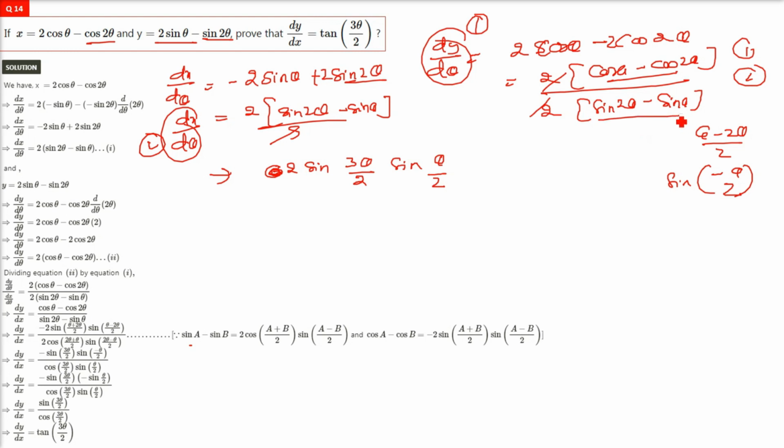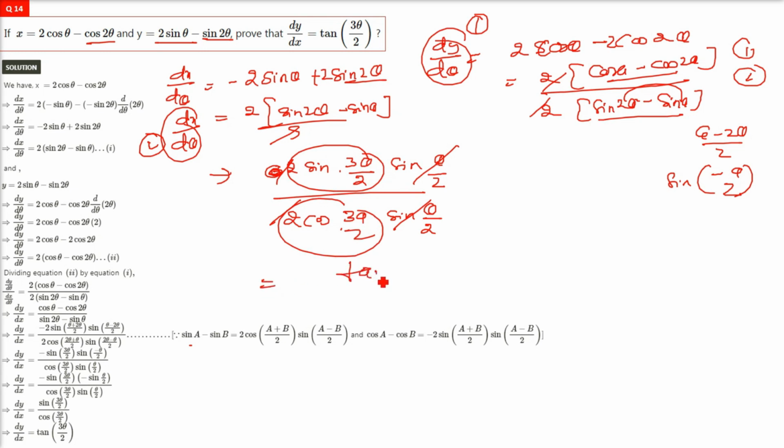In the denominator, sin 2 theta minus sin theta is going to give you 2 cos((A plus B) by 2) sin((A minus B) by 2). So 2 cos((2 theta plus theta) by 2), that is 3 theta by 2, and sin((2 theta minus theta) by 2), that is theta by 2. Now here 2 gets cancelled. Sin(theta by 2) and sin(theta by 2) get cancelled. And sin(3 theta by 2) divided by cos(3 theta by 2) will be tan(3 theta by 2). So finally, after all the cancellation, you will get tan(3 theta by 2). This is your answer. Alright.